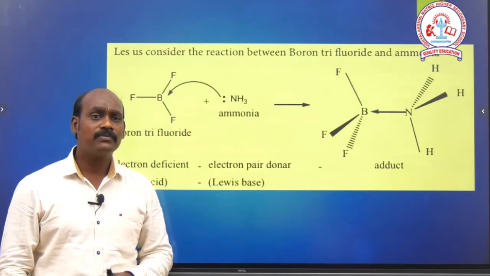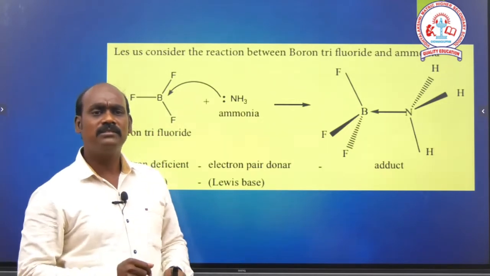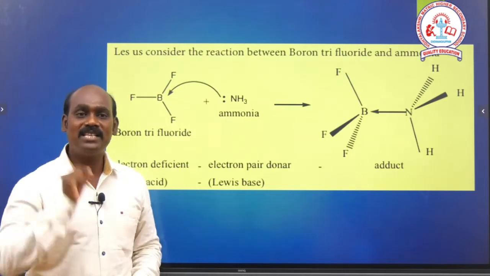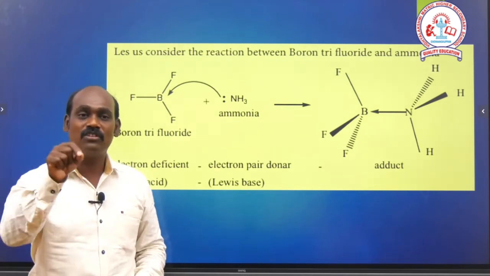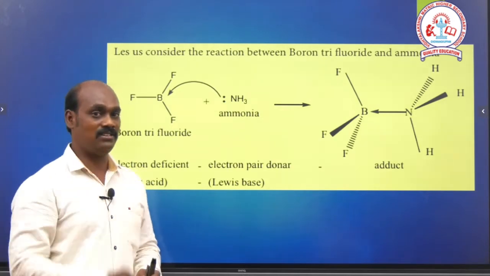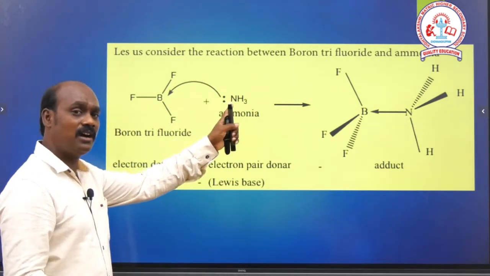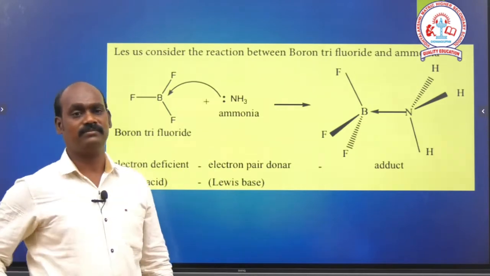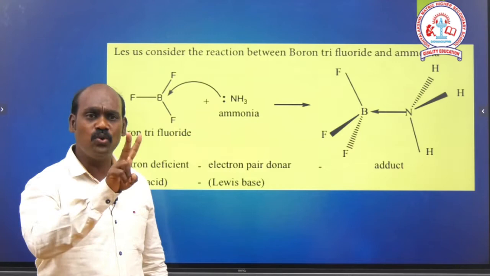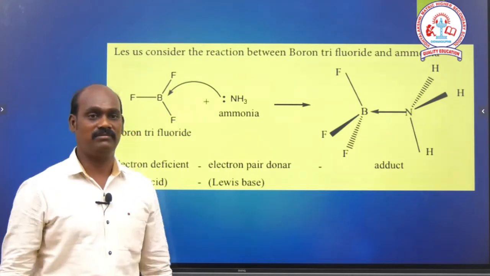Whereas ammonia, what is the atomic number of nitrogen? 7. So, it has how many valence electrons in the outermost shell? 5 electrons. Among the 5 electrons, 3 electrons are covalently bonded with the hydrogen. So, it has 2 non-bonded electrons.